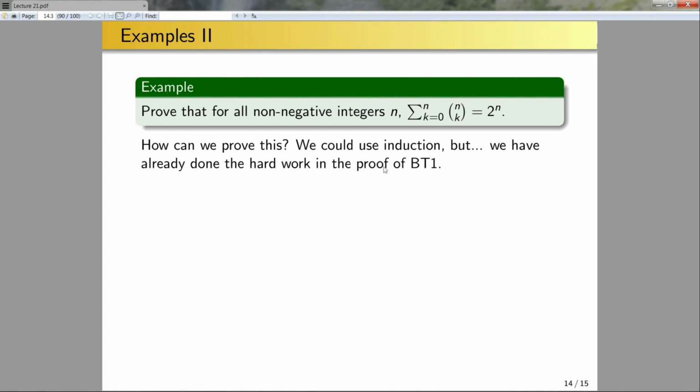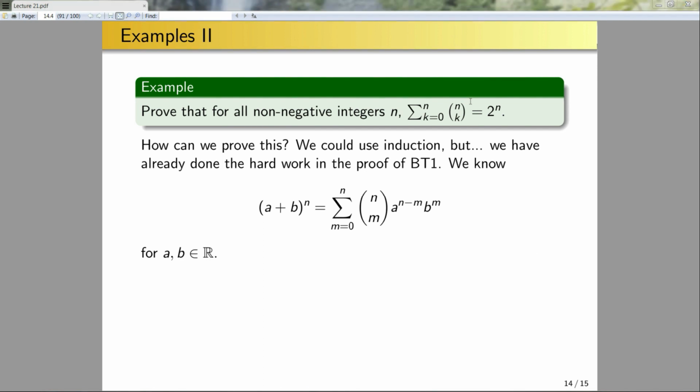Explicitly, we know (a + b)^n is equal to this sum here for all a and b in the real numbers. I can notice that this sum here looks very similar to this sum, with the caveat that a and b aren't in the sum up here. So how can I get rid of a and b? Well, a and b are any real numbers. Why don't I just let them both be equal to 1?